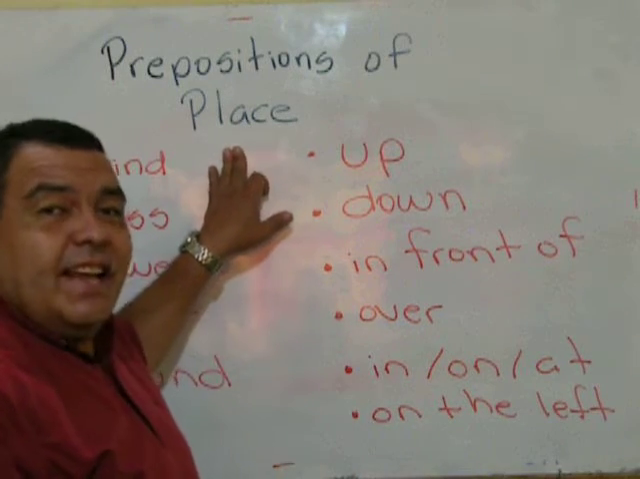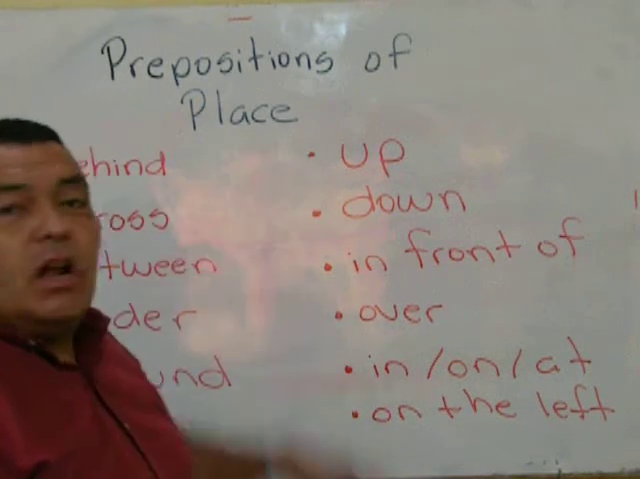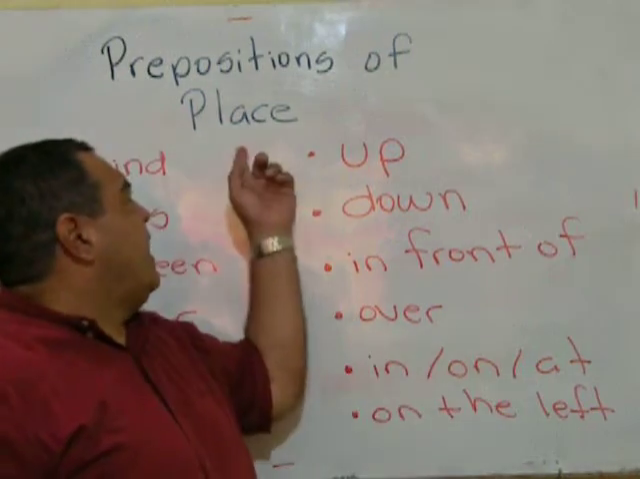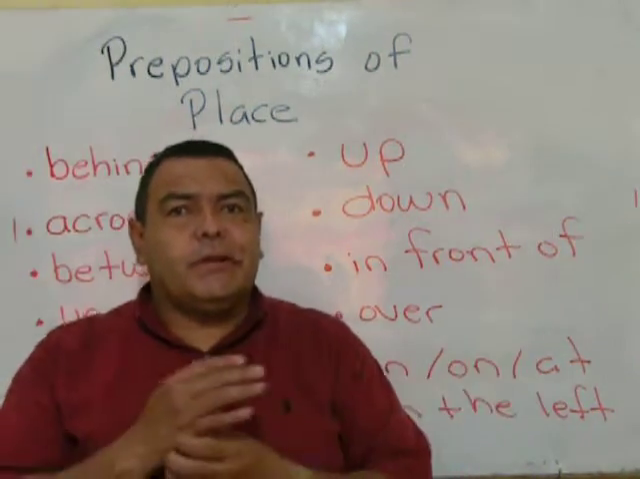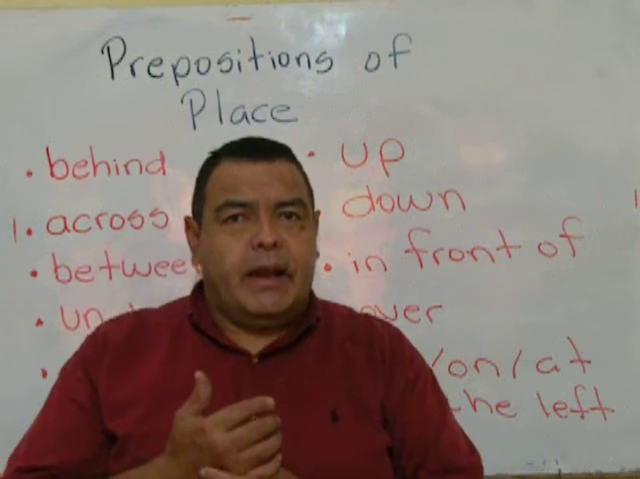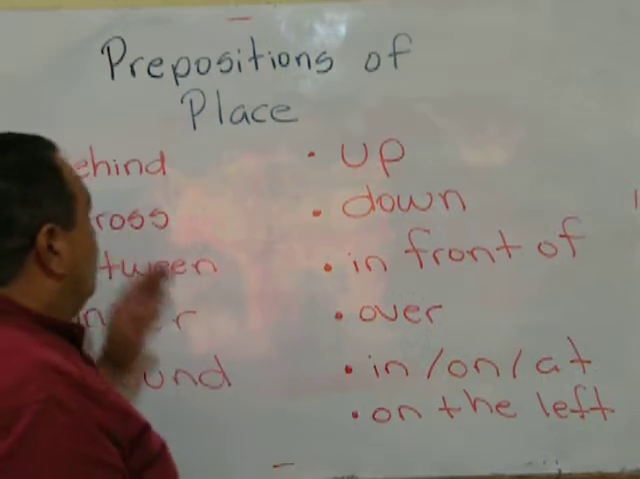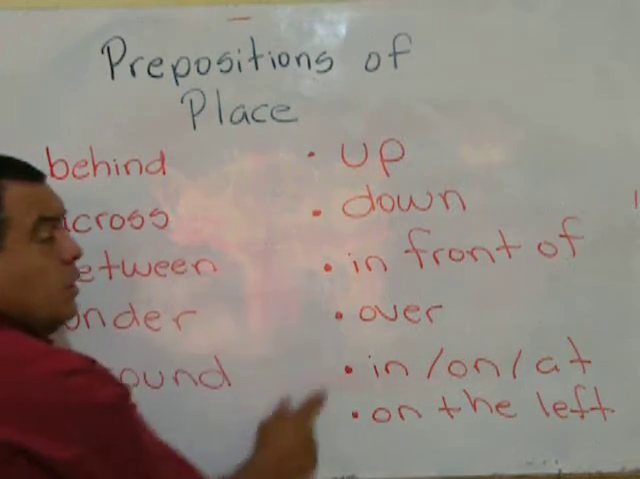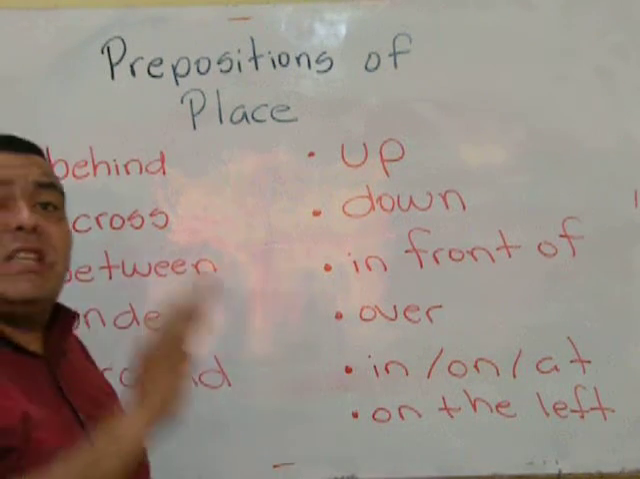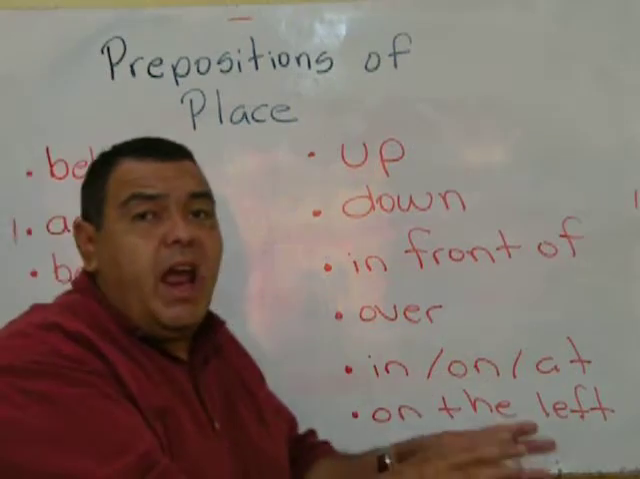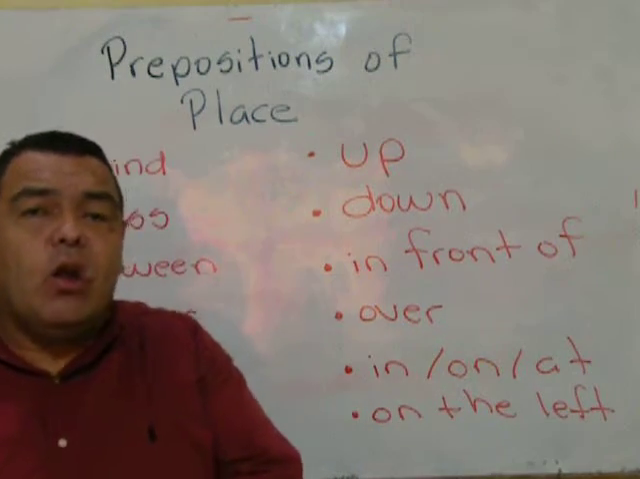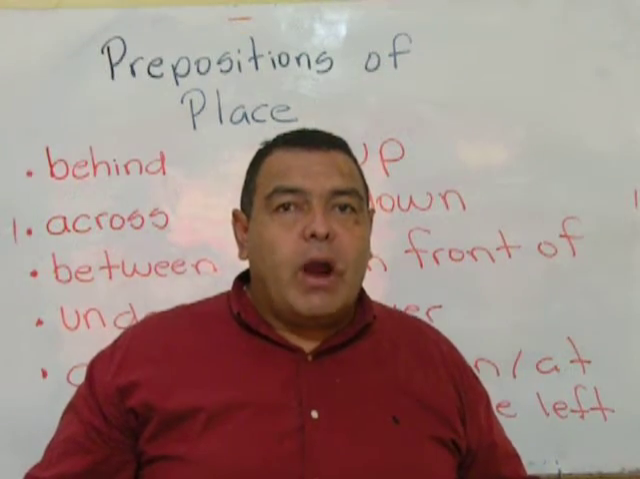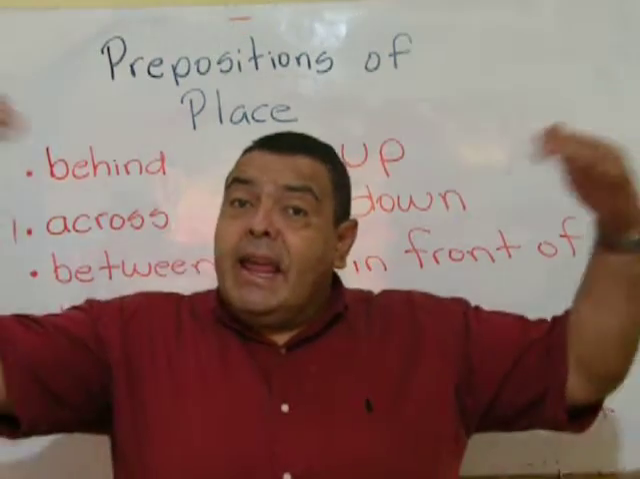Our today's lesson is prepositions of place. When I talk about place, I'm talking about un lugar, exacto? Now, prepositions are words that we use to tell where things happen, where things are.